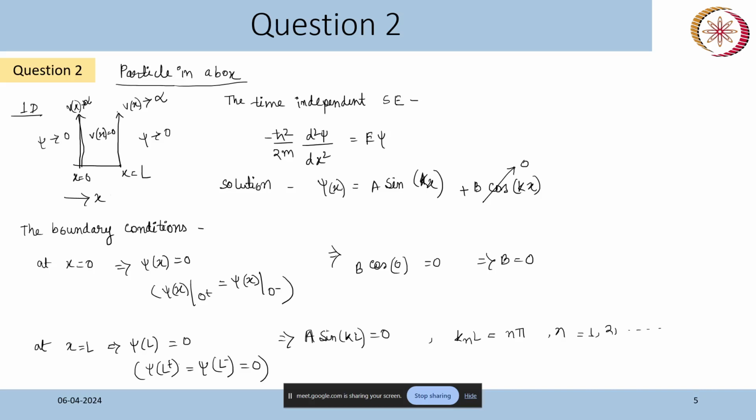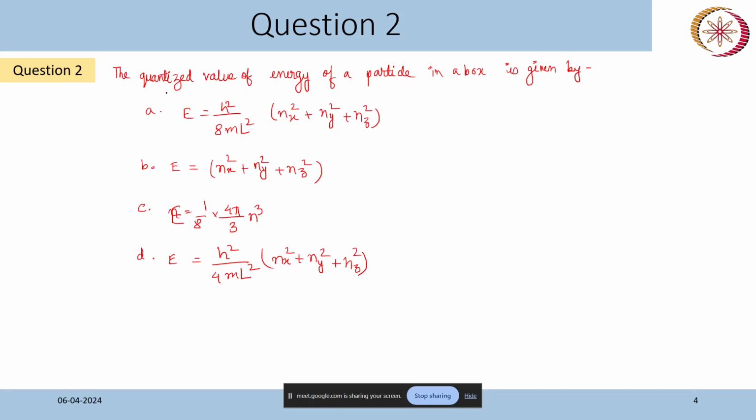So this is our wave function. You can solve for the exact value of a. I will not go through this in this question, but I think it was discussed in the lectures, and you will find it in any solid state device books. Now our question is to find the quantized values of energies.